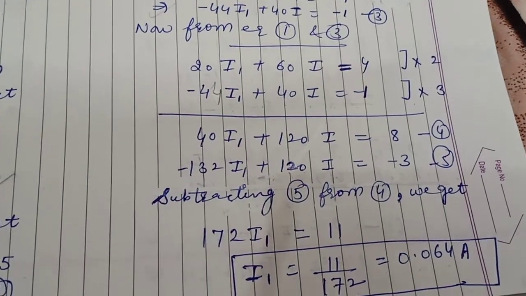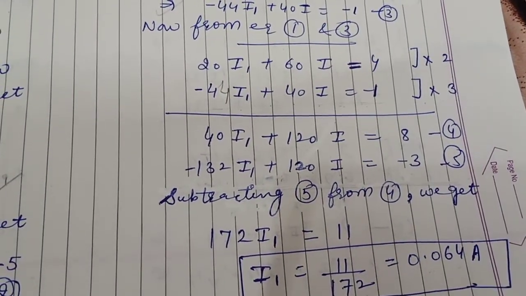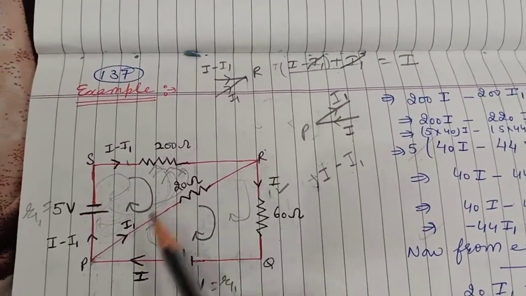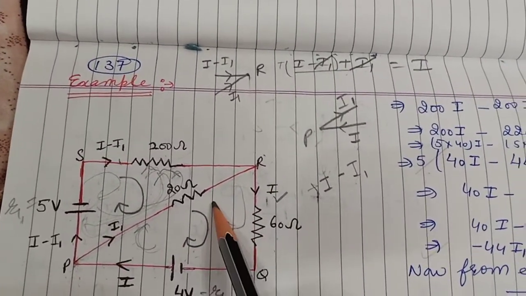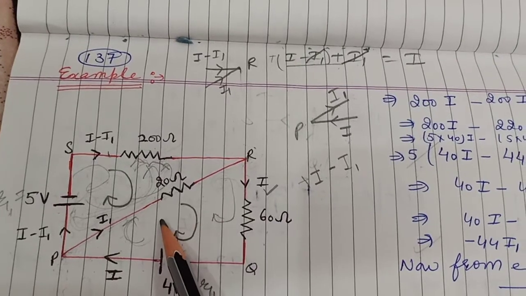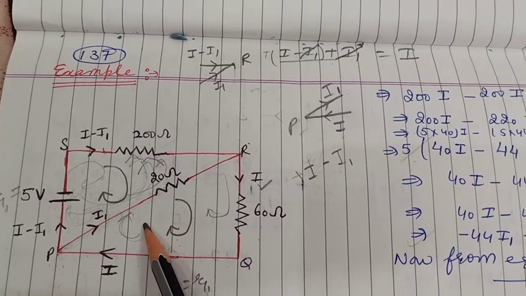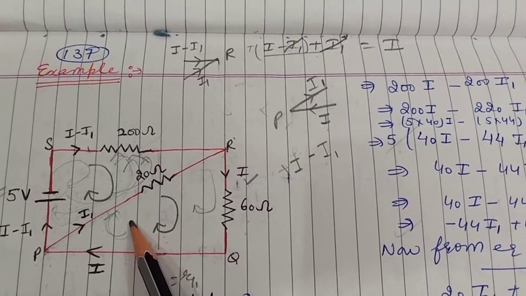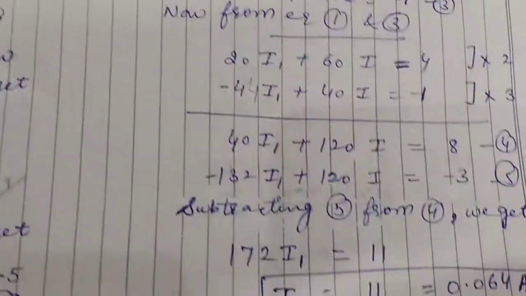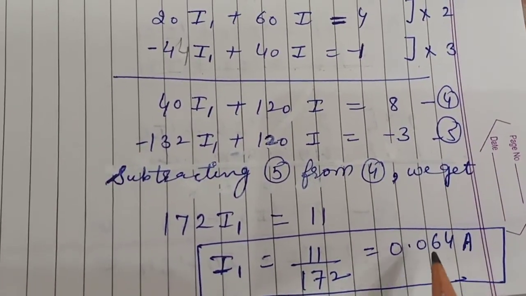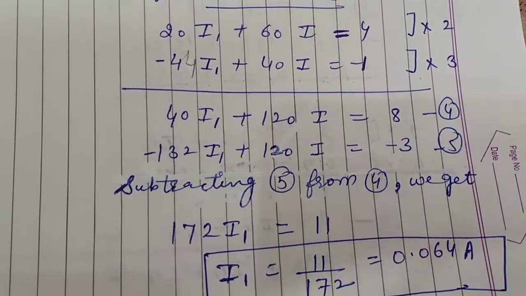So this is the current which is flowing through the branch PR of this circuit. This is the current which is measured by the milliammeter. So that current is I1, which is equal to 0.064 ampere.